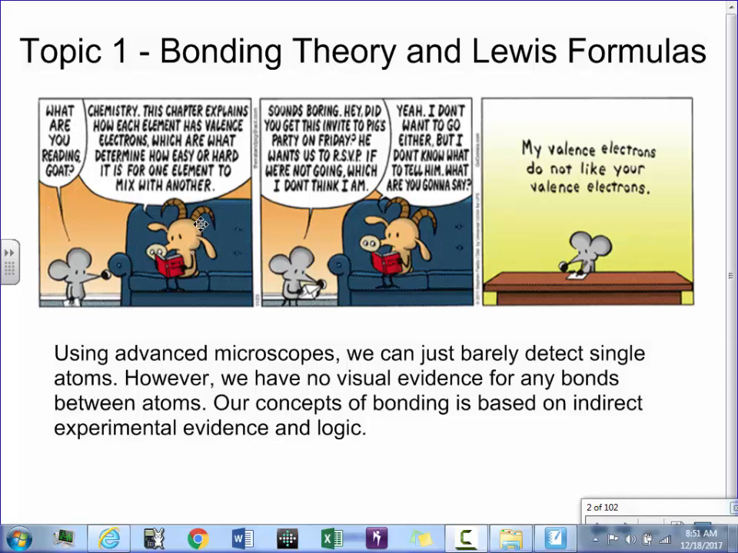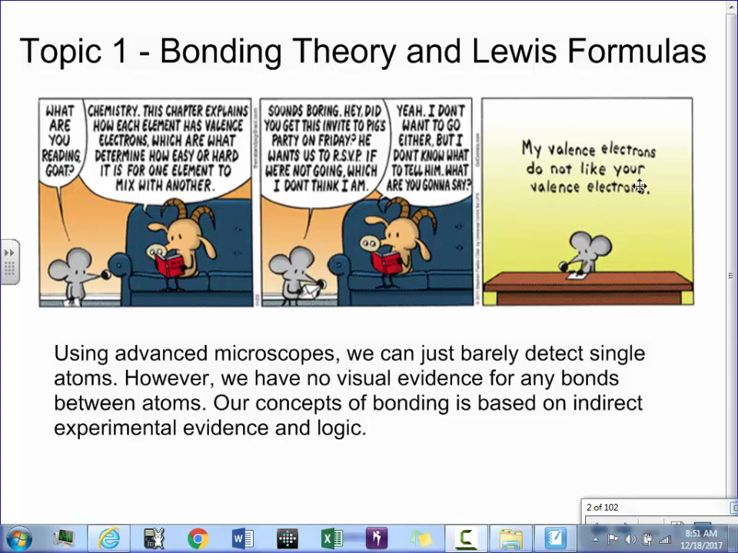And then Goat says, "Chemistry. This chapter explains how each element has valence electrons, which are what determines how easy or hard it is for one element to mix with another." Rat replies, "Sounds boring. Hey, did you get this invite to Pig's party on Friday? He wants us to RSVP. If we're not going, which I don't think I am. And I don't know. I don't think I want to go either. But I don't know what to tell him. What are you going to say?" And then the punchline, "My valence electrons do not like your valence electrons."